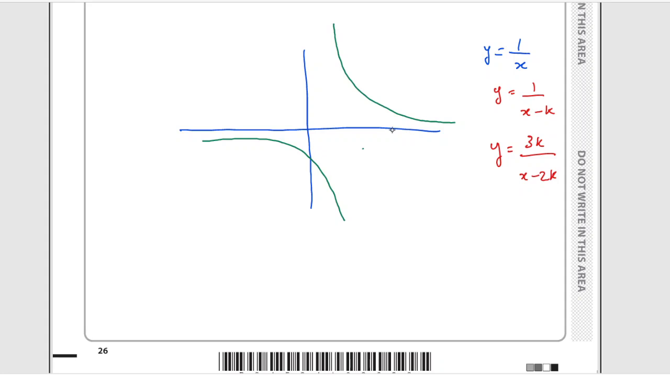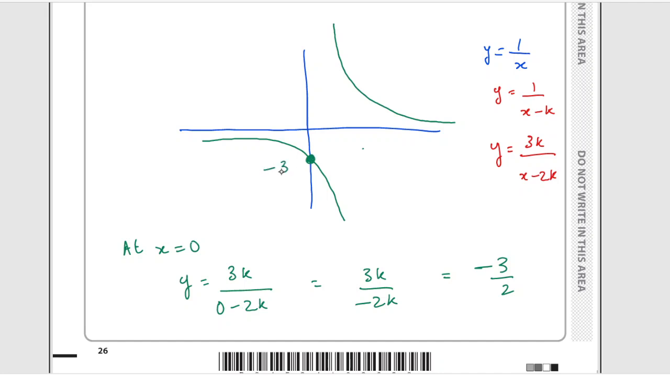As seen, you can see that this is not going to intercept the x-axis because the x-axis acts as the asymptote. Now for the y-axis, to find the intercepts on the y-axis, we need to put x equal to 0. So at x is equal to 0, we have y is equal to 3k divided by 0 minus 2k, or 3k divided by negative 2k, that is equal to negative 3 by 2. So this is the intercept over here, which is negative 3 by 2. And this is your asymptote.